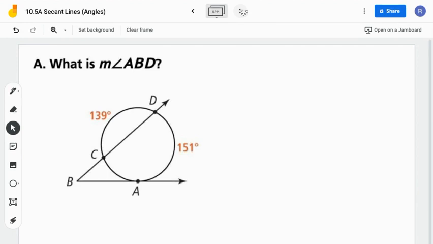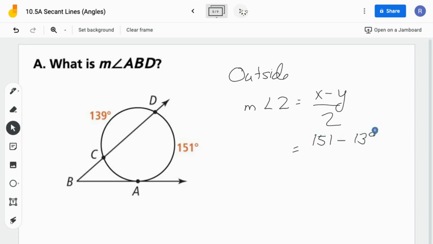Okay, notice this one intersects outside. In that case, we're told that the measure of angle 2 is x minus y divided by 2. Now, our x is always our biggest one. So we're going to write 151 minus 139 divided by 2. So it's 22, divided by 2. We're going to get 11.